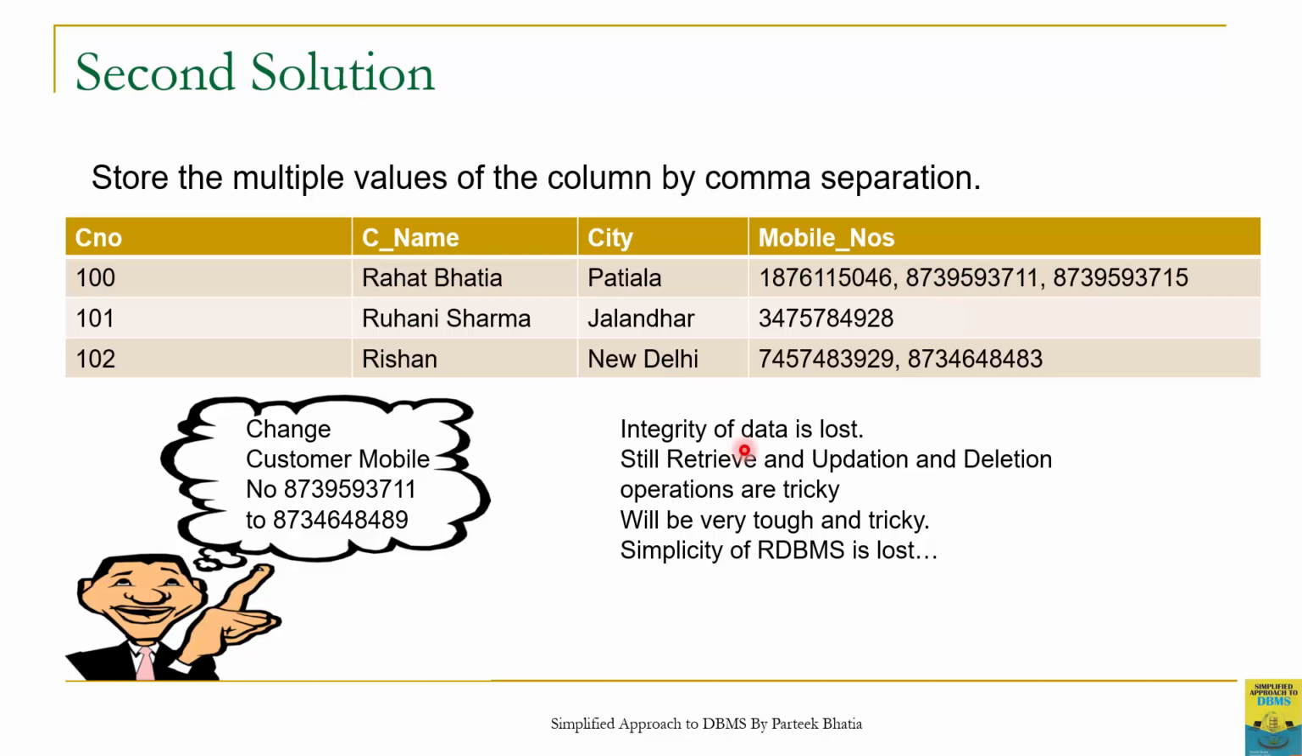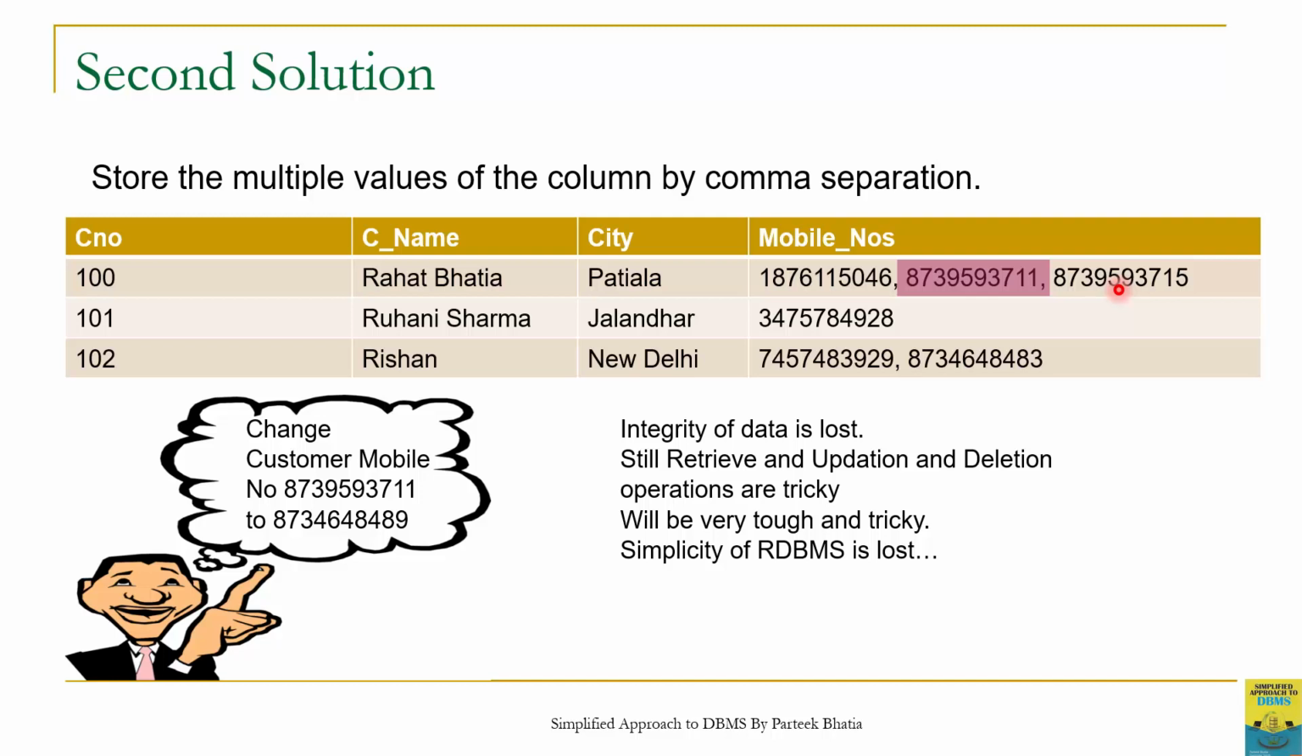Now let us consider a retrieve operation over this model. Let's suppose we wish to identify the name of the customer having this mobile number. The query to retrieve the details of the customer having this mobile number will not be easy, because here the mobile numbers have been stored like mobile number 1, mobile number 2, mobile number 3.